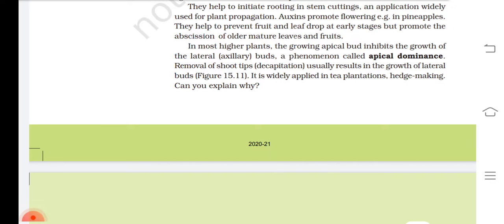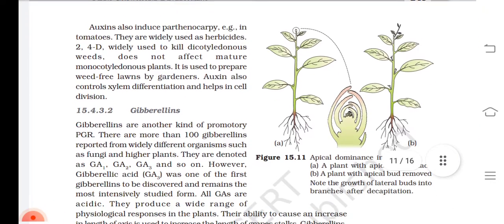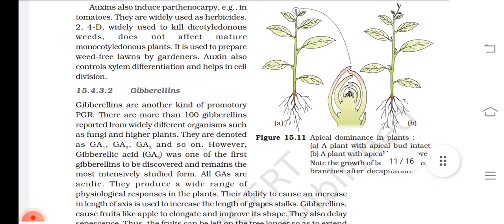Can you explain why? Auxins also induce parthenocarpy, for example in tomatoes. They are widely used as herbicides. 2,4-D is widely used to kill dicotyledonous weeds. It does not affect mature monocotyledonous plants. It is used to prepare weed-free lawns by gardeners. Auxins also control xylem differentiation and help in cell division.